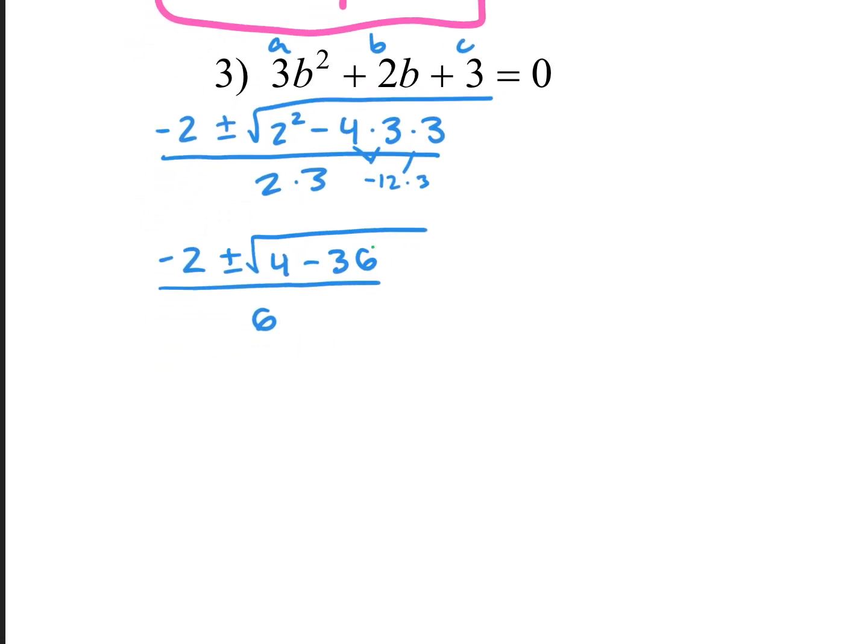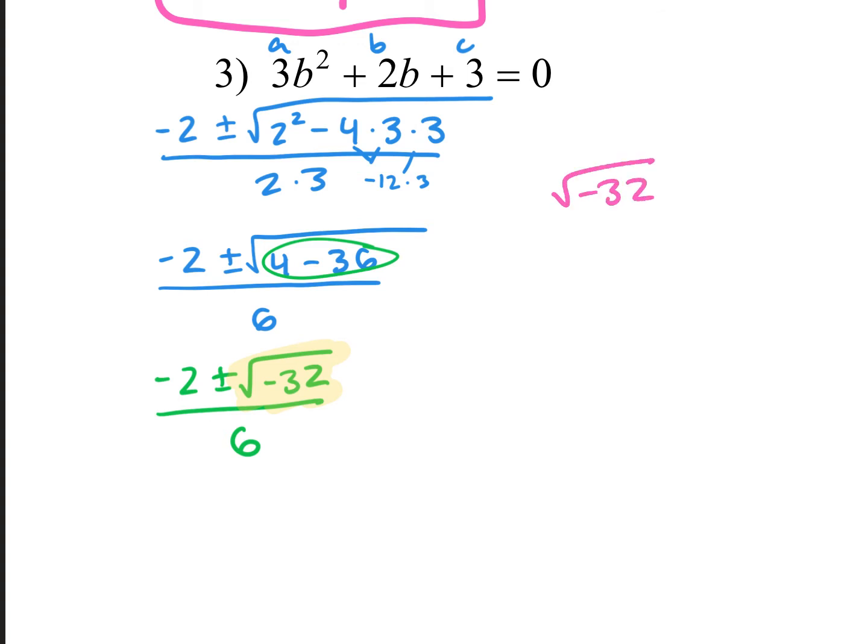And then we want to simplify under the square root here. So what's 4 minus 36? Positive or negative? -32 over 6. And then we want to check and see if we can simplify our radical. So I have the square root of -32. What do I do first? Change the negative to an i. What are factors of 32? 8 and 4. And factors of 8? 2 and 4. And factors of 4? So I have 2, 2, 2, 2, 2.